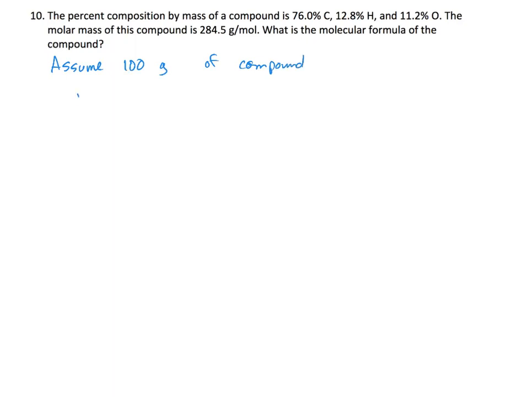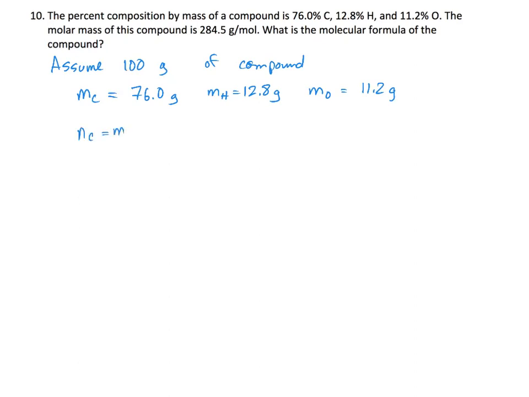That means our mass of carbon we can get directly from the percentage is going to be 76.0 grams. Mass of hydrogen, 12.8 grams. Mass of oxygen, 11.2 grams. So we have the mass ratio. We know what the ratio of these 3 masses are to each other. What we really want, though, is the mole ratio, because the molecular formula is really just the mole ratio of the different elements that are in there. So we're going to convert each of these 3 masses into moles.